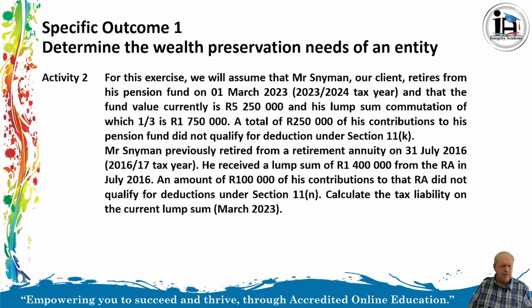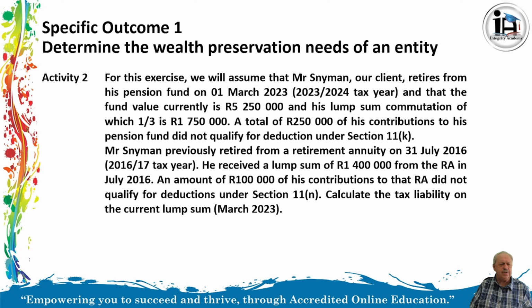Now, in the past, he paid money into his pension fund. The rules only allow a certain percentage to be deducted for tax purposes. So 250,000 of his contribution to his pension fund did not qualify for the deduction under Section 11K. Section 11 deals with deductions in the Income Tax Act, and K deals with pension fund deductions. Mr. Snyman previously also retired from a retirement annuity. This was way back in July of 2016. So that was taxed against the 2016-2017 tax year scales.